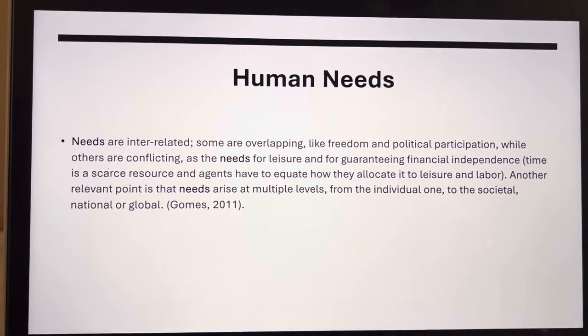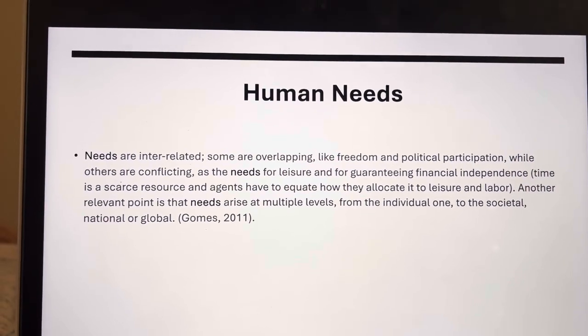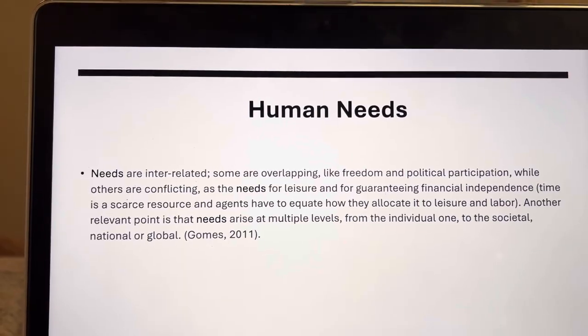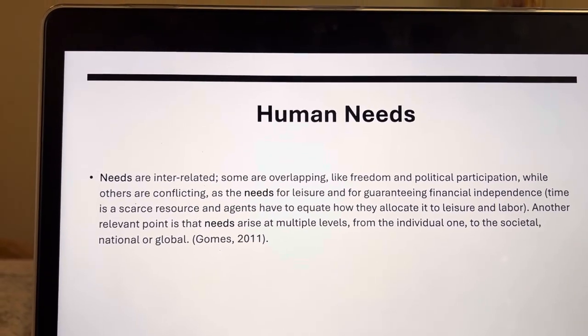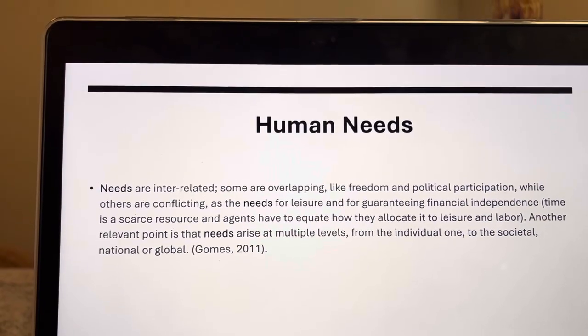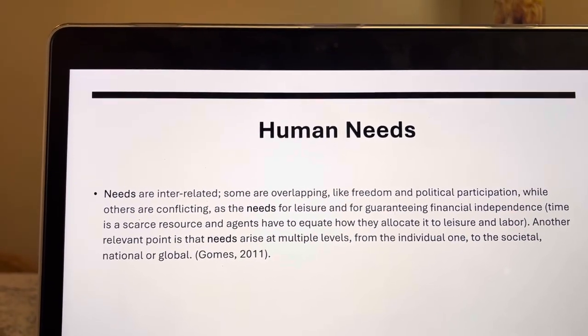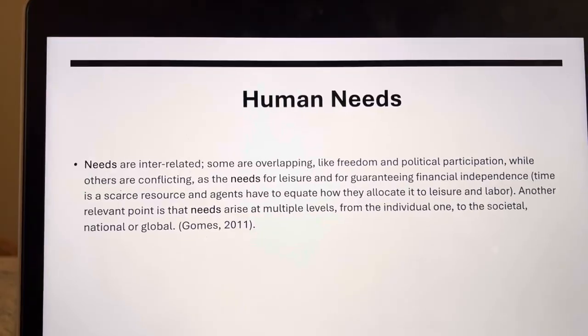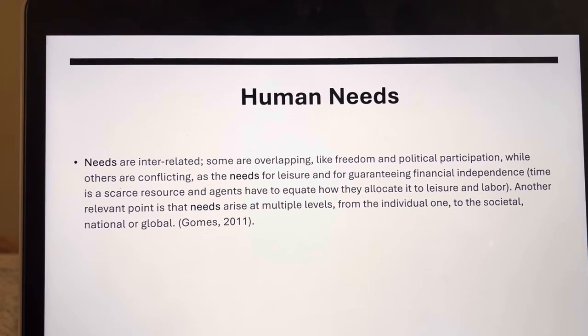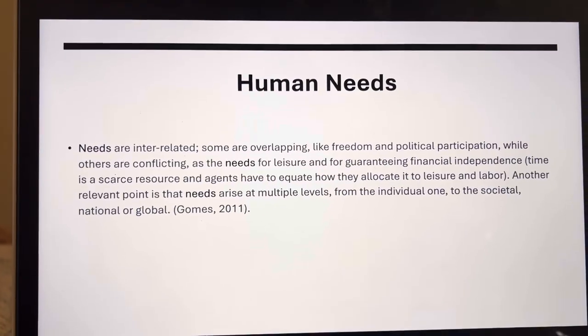So needs are interrelated. Some are overlapping, like freedom and political participation, while others are conflicting, as the needs for leisure and for guaranteeing financial independence. Time is a scarce resource, and agents have to equate how they allocate it to leisure and labor. Another relevant point is that needs arise at multiple levels, from the individual one to the societal, national, or global.